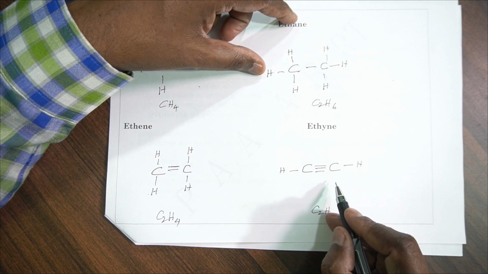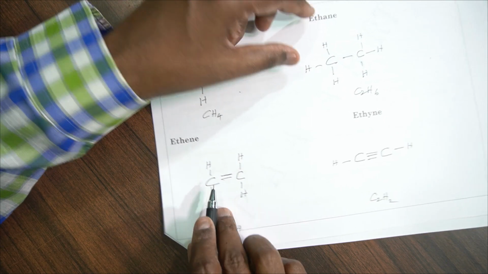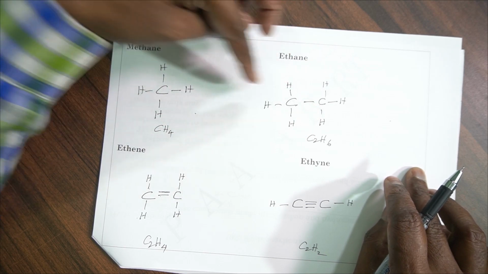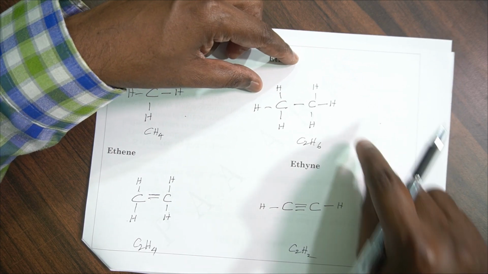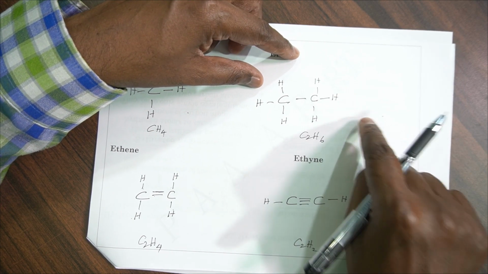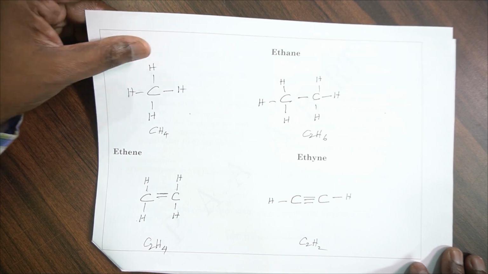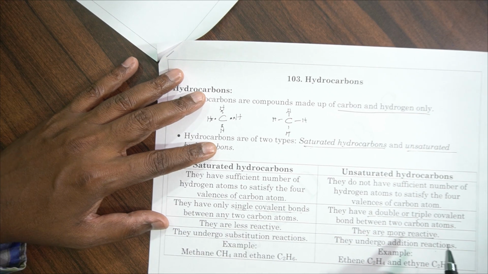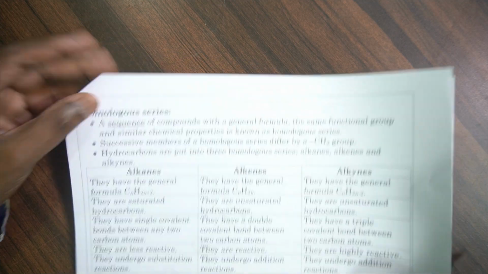Now unsaturated hydrocarbons can undergo addition reactions because there are multiple bonds. Another hydrogen can be added to this. Here also you can add more hydrogen, but here you cannot add more hydrogen. So no addition on the saturated hydrocarbons, but unsaturated ones can undergo addition reactions. In saturated ones, there will be a substitution. You have to remove one hydrogen and then put another atom there, so it's a substitution reaction. Since saturated hydrocarbons are satisfied, they are less reactive, whereas unsaturated ones are more reactive. They undergo substitution, these undergo addition reactions. Now we have the examples. I think you understood what saturated and unsaturated hydrocarbons are.